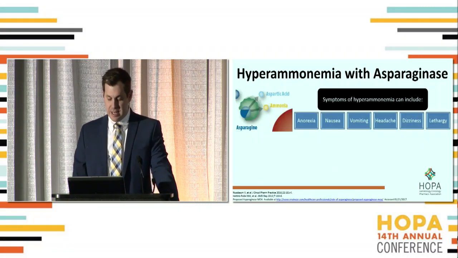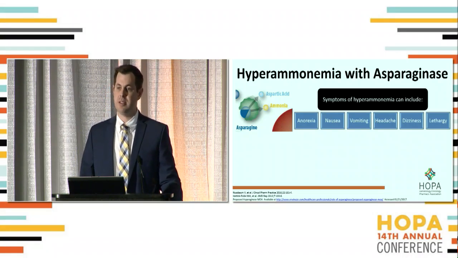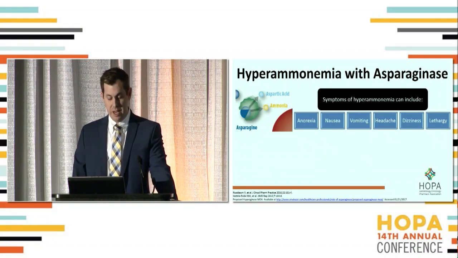So another hepatic toxicity that I just want to bring our attention to is hyperammonemia. And if you think back to the mechanism of action of the medication, once we give asparaginase products, that asparagine is broken down to aspartic acid and ammonia. And there are definitely case reports in the literature of hyperammonemia with asparaginase therapy, although the incidence and relevance at this point is undefined.